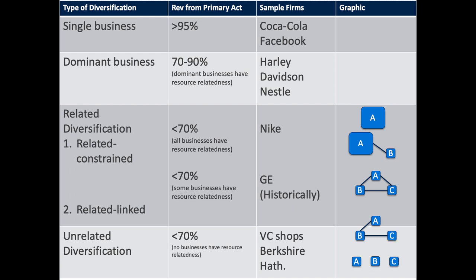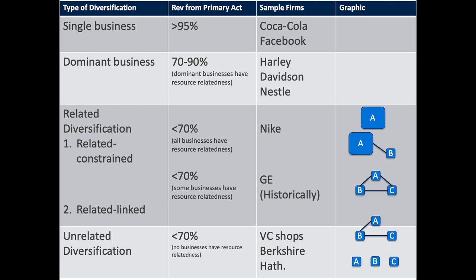Related constrained means that there's more of a revenue equality among all the businesses, and they may be slightly different, but all the businesses still have resource relations. Nike, for example, makes shoes, but it also makes sports clothes, some dress clothes, some sports equipment. There's a related resource of athletic clothing design. There's more diversification in the revenue sources, but all the businesses are related from a resource standpoint.